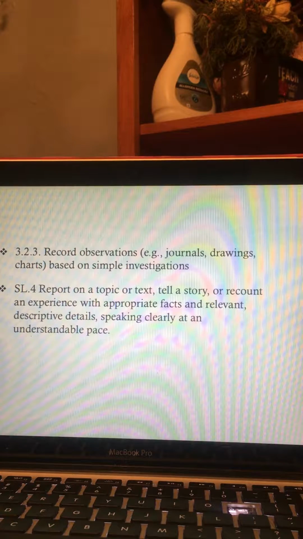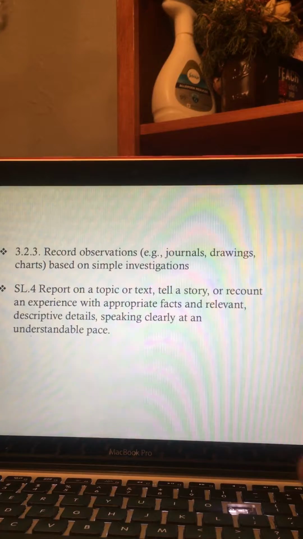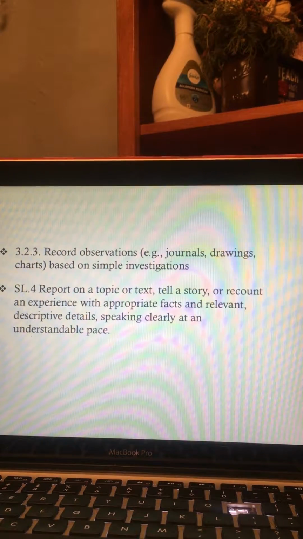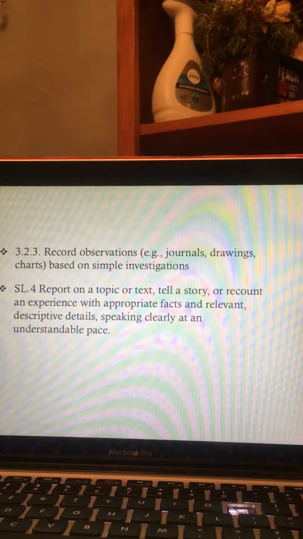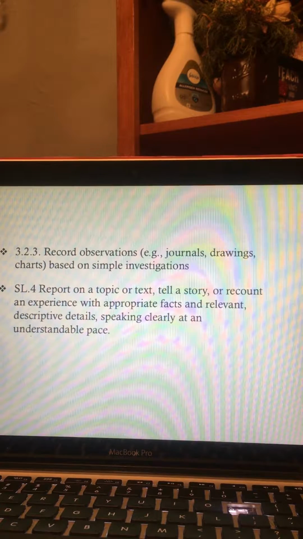So the standards I have for this lesson would be 3.2.3, which is to record observations in the form of journals, drawings, or charts based on simple investigations. And then the next one I have is SL.4, which is to report on a topic or text, tell a story or recount an experience with appropriate facts and relevant descriptive details, speaking clearly at an understandable pace.